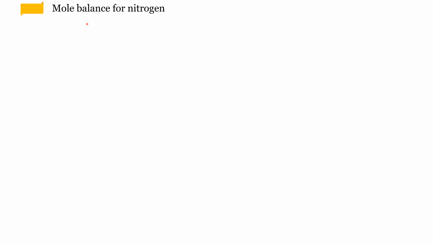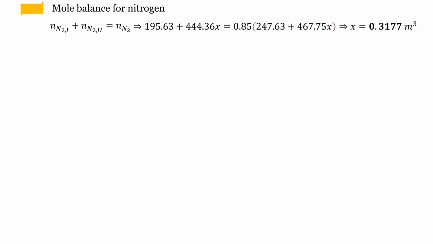So we will write the mole balance for nitrogen. The moles of nitrogen in tank 1 plus the moles of nitrogen in tank 2 will be equal to the moles of nitrogen in the final tank after mixing. So after putting in all the values, we can solve for the unknown parameter, that is x. So the value of x will come out as 0.3177 meter cube.